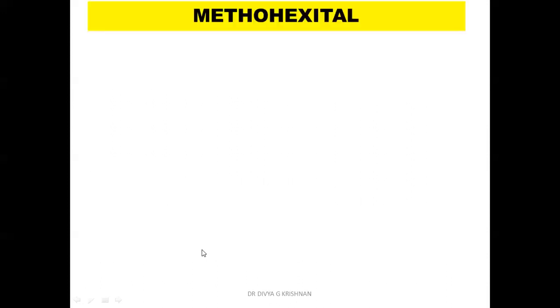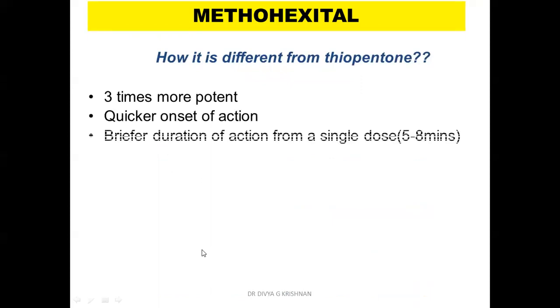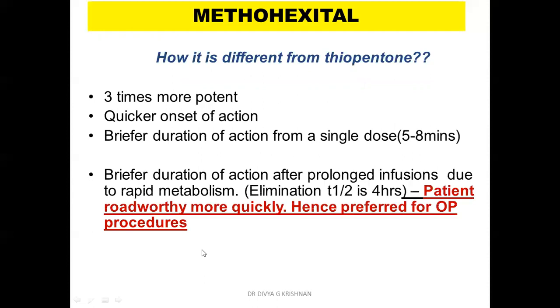Now, next we go to the next inducing agent under the barbiturate category, that is methohexitone. So we'll just see how it is different from thiopentone. It is 3 times more potent. It has a quicker onset of action, and its duration of action is briefer, like 5 to 8 minutes only. And the duration of action is briefer because of its rapid metabolism. Because of this, the patient becomes roadworthy very quickly and hence it is preferred for OP procedures.